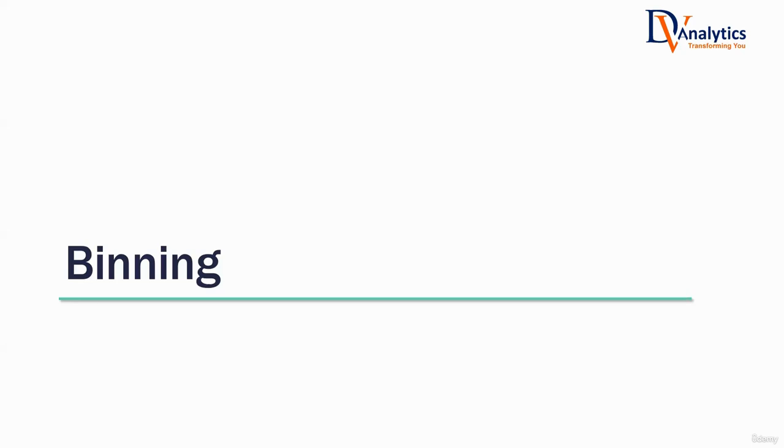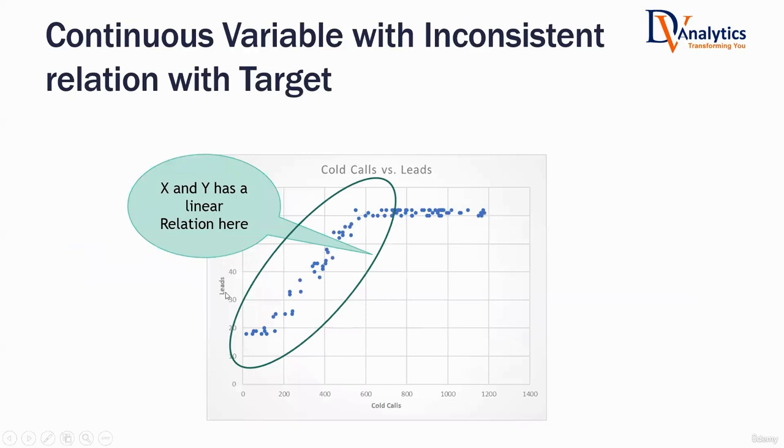Let me show you an example. Let's say, if you see here, X versus Y, if you're trying to predict the target variable Y using the X variable, as X is increasing, Y is increasing. In this part, you will get a very good regression model. But after a point of time, as X is increasing, Y is not increasing. Let us suppose this is the number of cold calls that you make to your customers, and these are the number of leads that you generate. But beyond a certain point, no matter how many cold calls you make, the leads are not generated. So here there is a good pattern, here there is not much of a pattern.